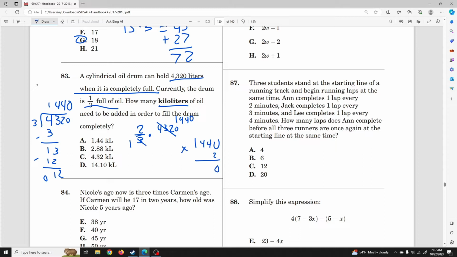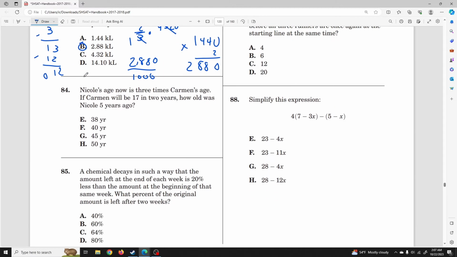So we get 2,880 is equal to 2/3, which is what we need to add. Now we're asking for kiloliters, so we're going to divide this by 1,000 because that's what kilo means, 1,000, and we're going to get 2.88.